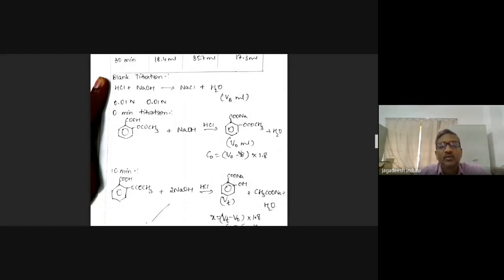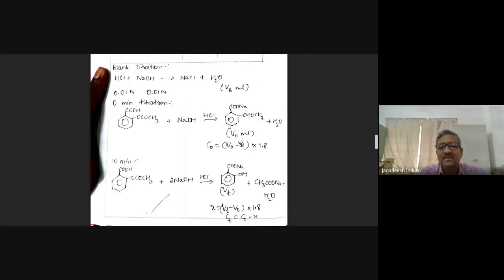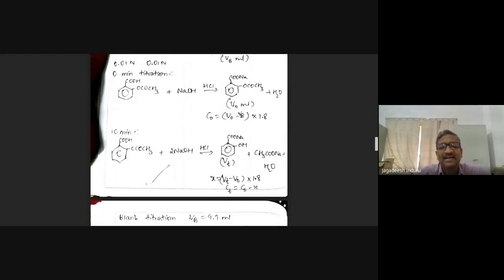After the 10 minutes, you are going to add 2 sodium hydroxide molecules, because it is going to react with one is with acetic acid, another is with salicylic acid, whatever it is present. So we are going to take Vt minus V0 into 1.8. We are going to have how much is degraded. That is called X. So the amount of the aspirin degraded X you can have. Then you can calculate the CT, that is concentration which is remaining at time T. That at 10 minutes is C0 minus X. So like that you are going to calculate at 20 minutes also and 30 minutes also.